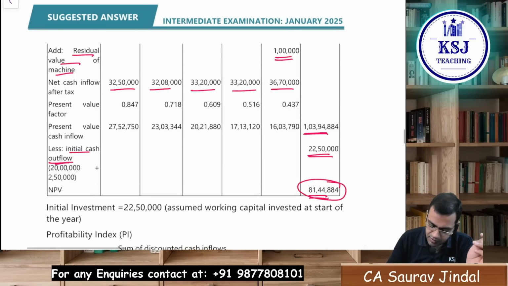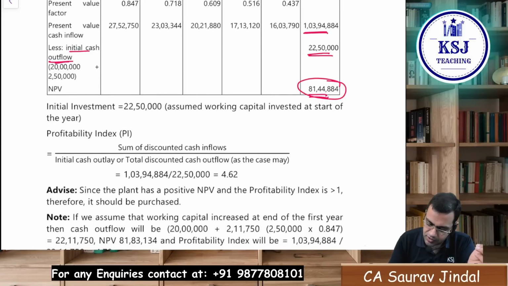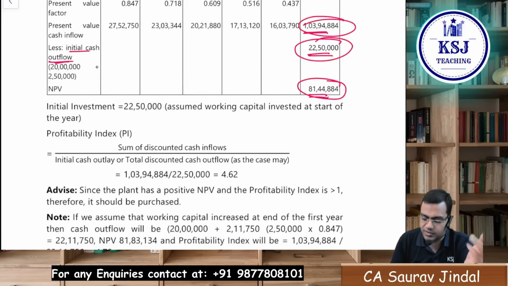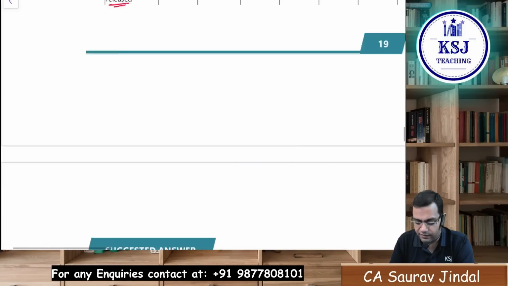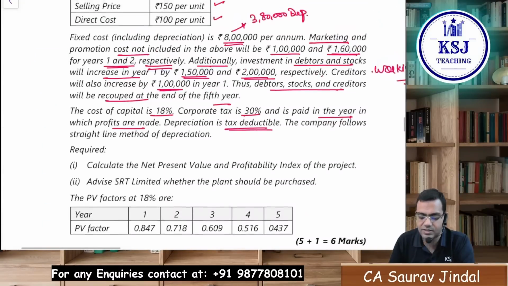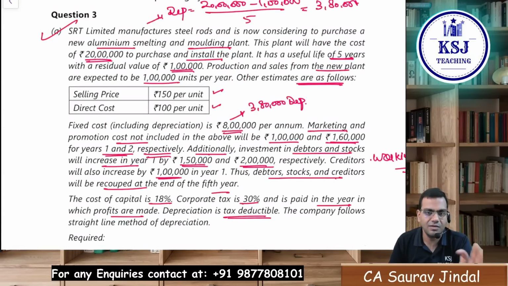Clear? So PI you can calculate now. PI is sum of present value of cash inflows divided by sum of present value of cash outflows. Then you have to advise. Very easy and simple question on capital budgeting. Nothing can be easier than this.